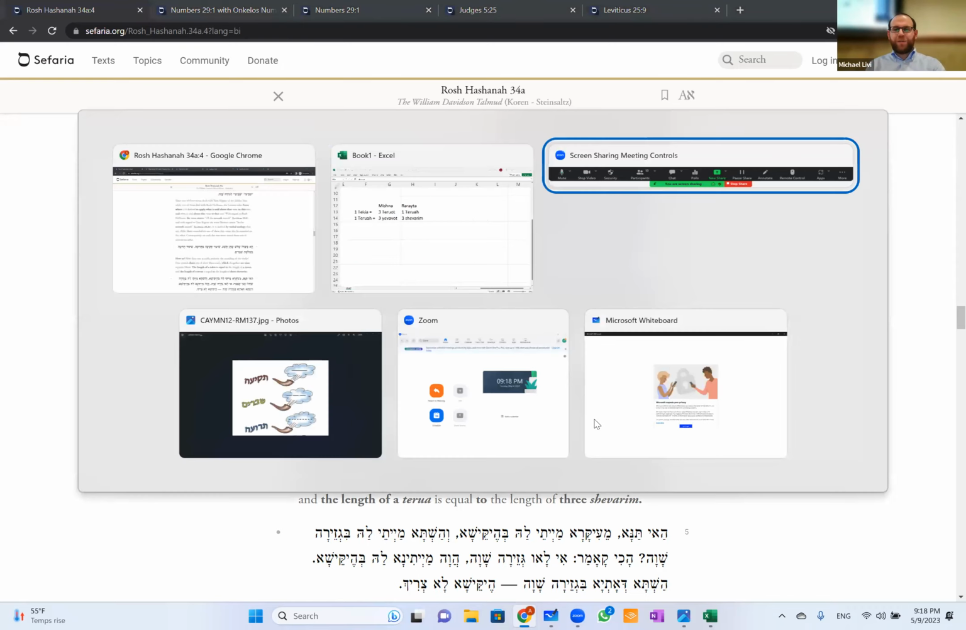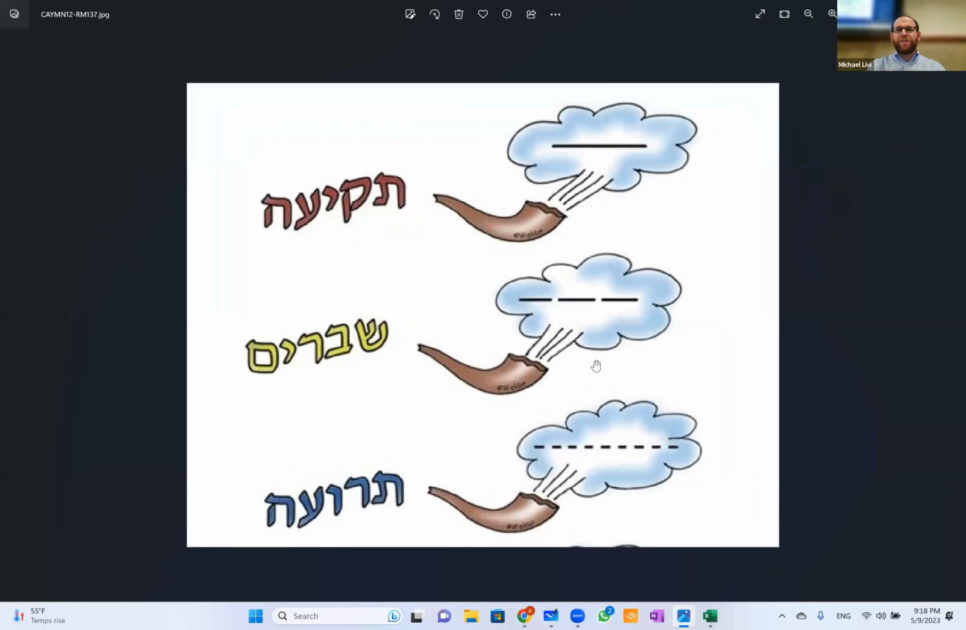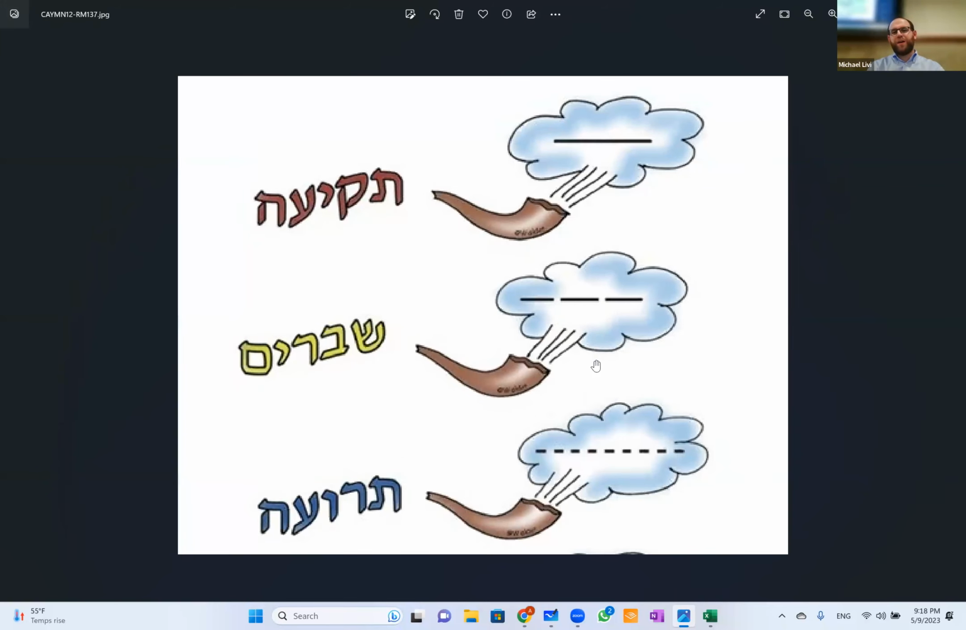I have a depiction here I want to show on the screen. Can you see the screen? Yeah, you can see it. This is them showing. You can see the top one is a Tekiah. It's just a simple line. Shivarim is 1, 2, 3, and Teruah is 9 tiny dots, the smallest sound that you can make.